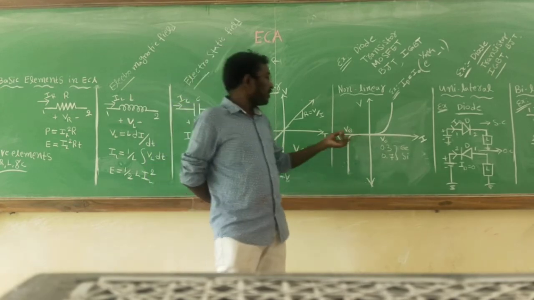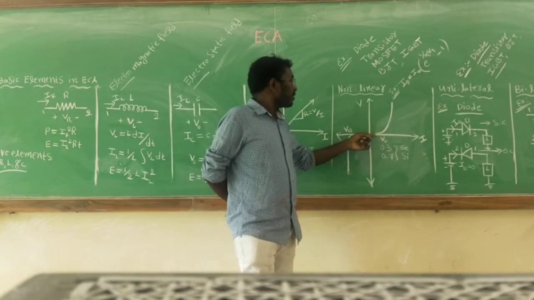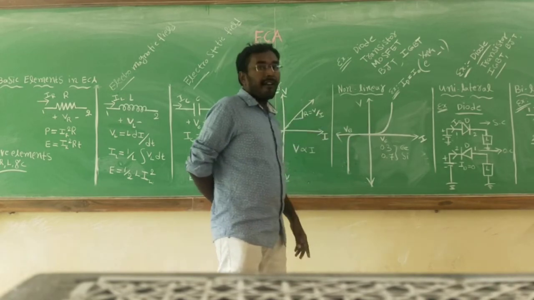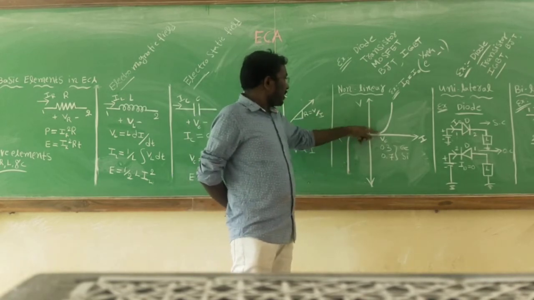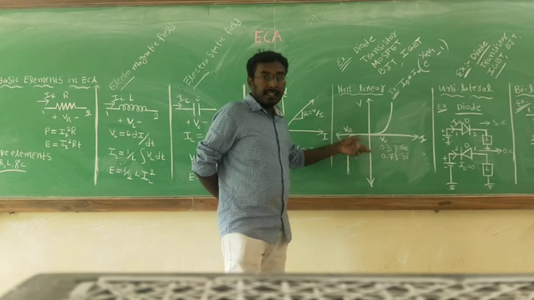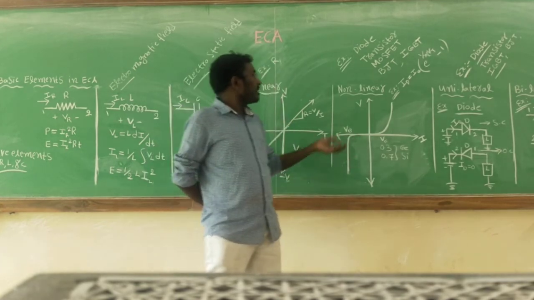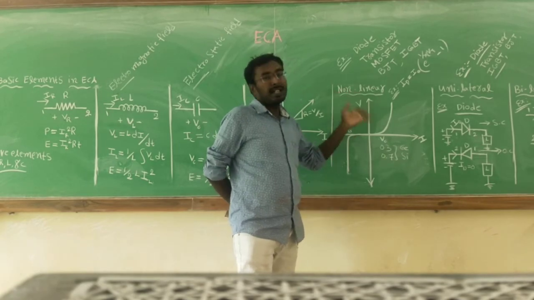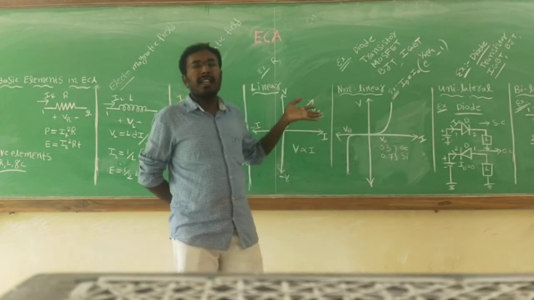Voltage is 0 even though current is increasing. The slope is not constant, it is changing. That's why we are getting what is called non-linear characteristics. Generally, a diode is a non-linear device. Transistors, MOSFETs, and IGBTs are all non-linear devices.